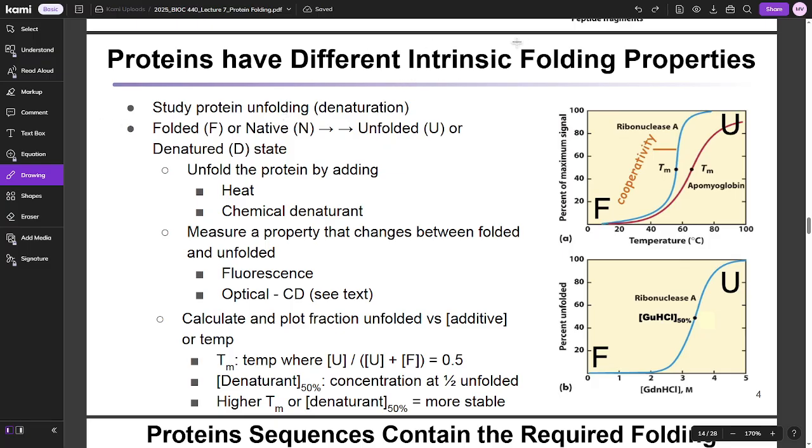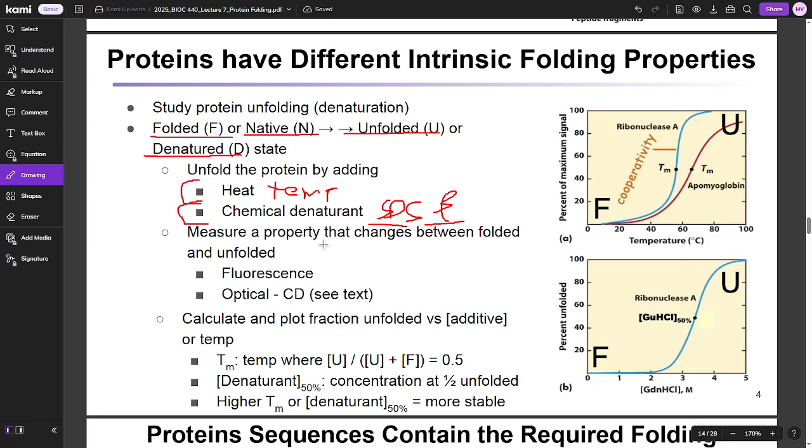Yeah, so we've got different folding properties, right? We've got here folded, native, are these the same thing, or unfolded, denatured, right? And you can unfold proteins by using things like heat. You can use beta mercaptoethanol, right, for chemical denaturants, and you can also use SDS. So this is temperature, right? This is SDS, and this is beta mercaptoethanol. I'm just gonna say beta, right? So either SDS or beta mercaptoethanol for chemical denaturants, right?